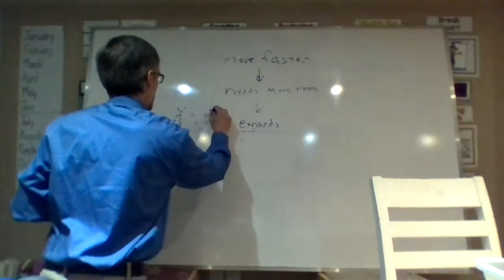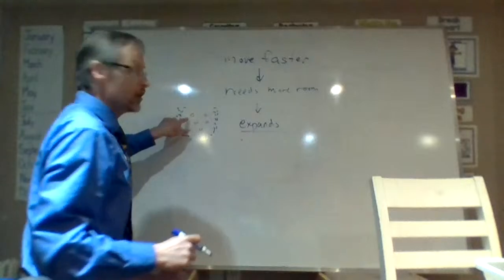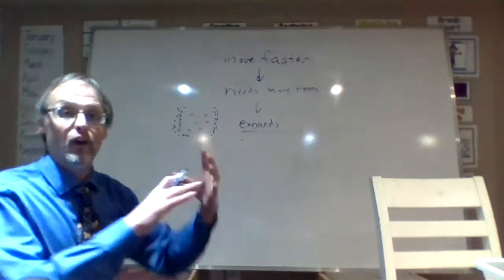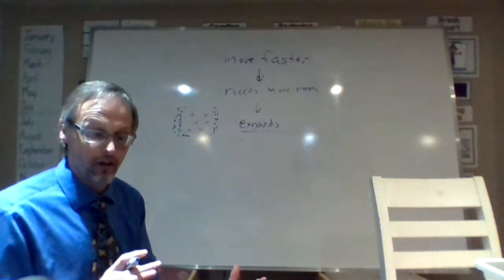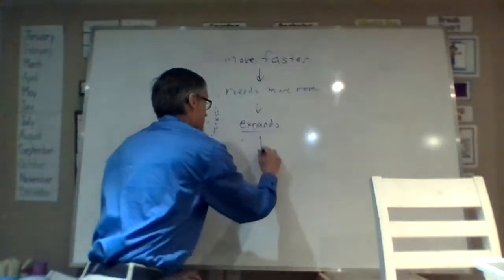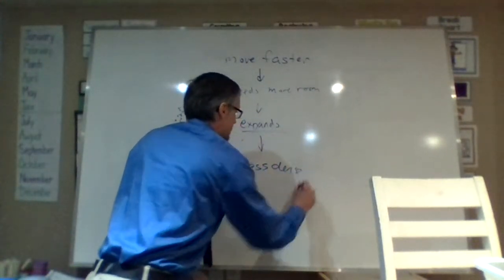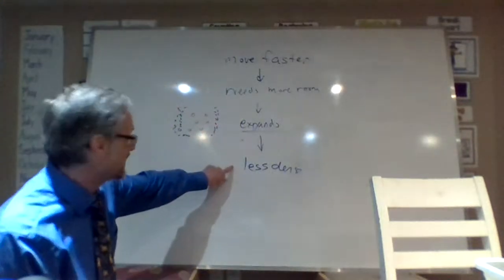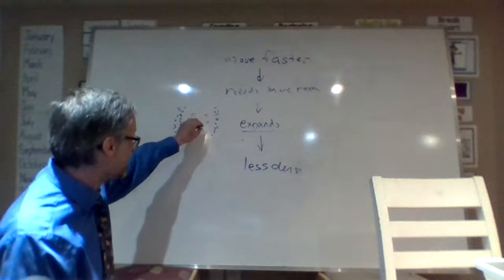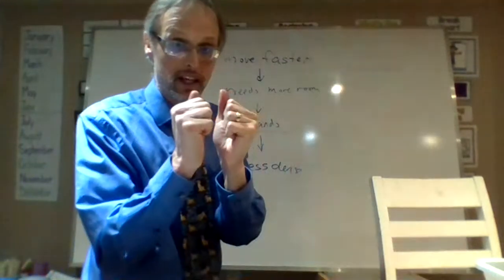Okay, this bundle of hot liquid molecules are farther apart. When they're farther apart, it makes them, and here's the next connection, less dense. So this becomes less dense than the liquid molecules around them. Liquid molecules around them are pretty close together.